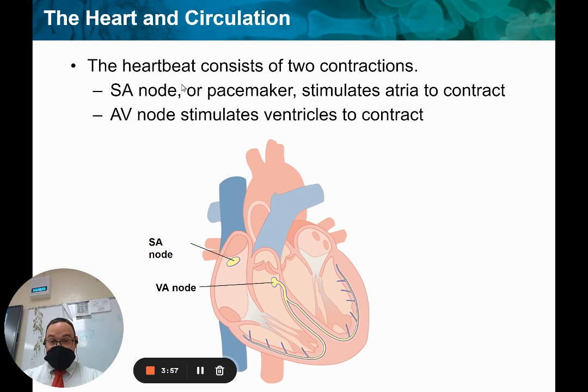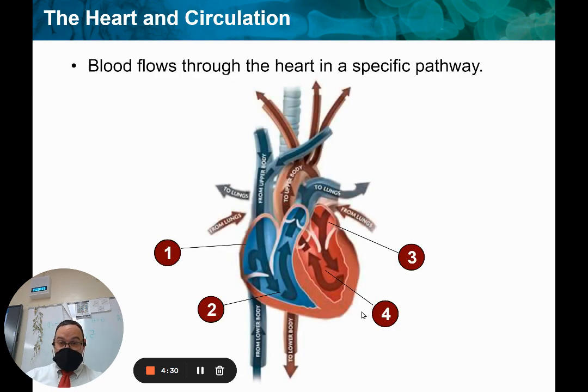And so the SA node, or pacemaker, stimulates the atria to contract. The AV node stimulates the ventricles to contract. So one tells the atria, one tells the ventricle. And there's a delay. The SA node says go, and then the AV node a few moments later says go. And that timing is what gives you the thud, thud, thud kind of rhythm. Okay? But believe it or not, what makes the heart sounds is not the beating of the chambers, it's the closing of the valves, which we will get to as we talk more and more about blood flow.